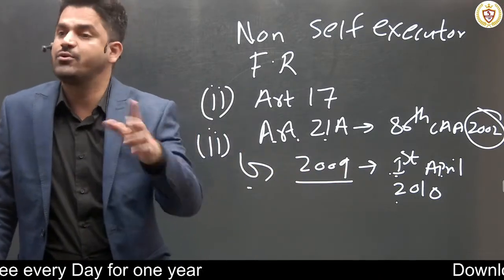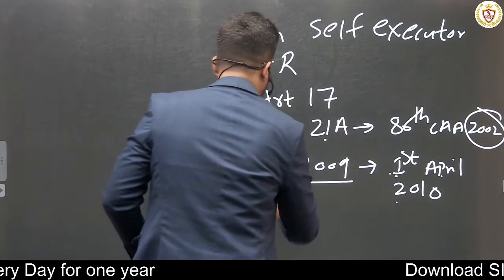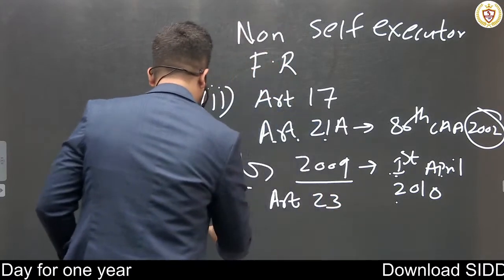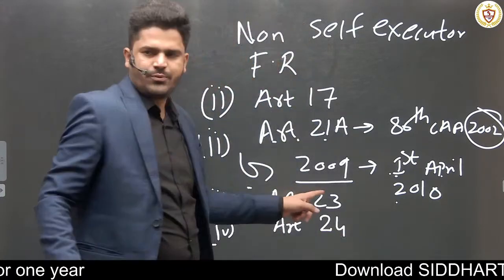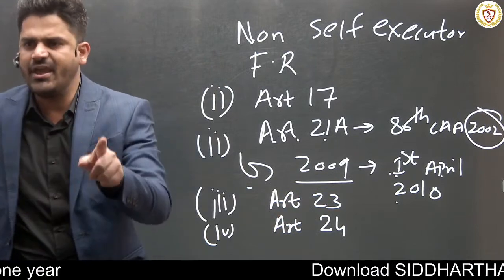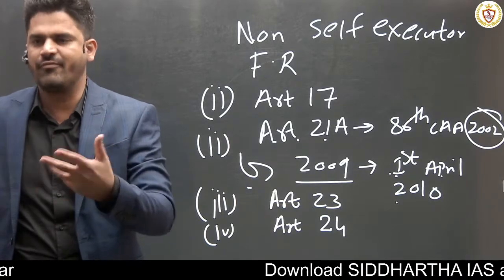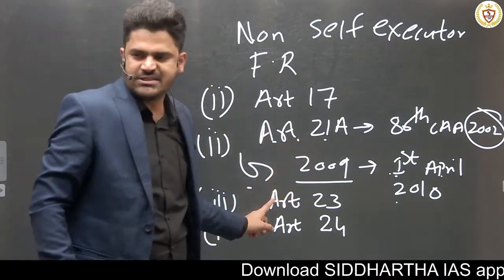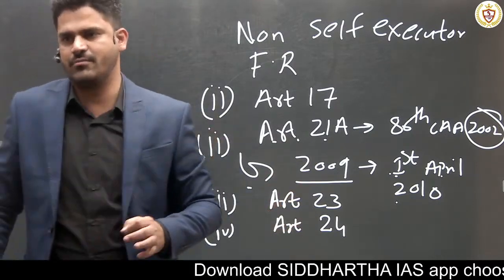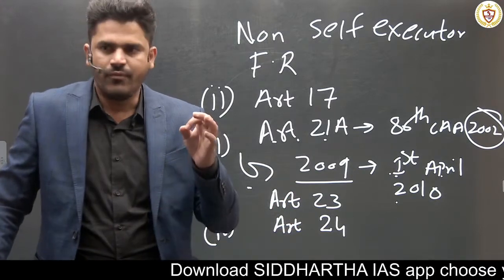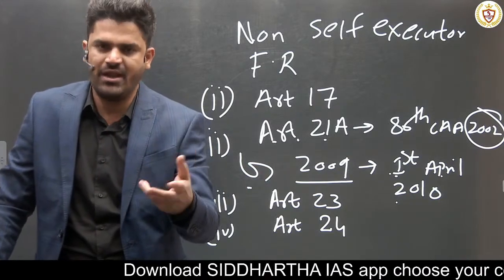Example of non-self-executory fundamental rights. Similarly, there are two other fundamental rights under Article 23 and Article 24. Read the content. Article 23 prohibits trafficking in human beings and forced labor, begar and similar forms of forced labor. Article 23, right against exploitation. Article 24, right against exploitation. It prohibits employment of children for work in factories, mines and any other cases of hazardous employment.